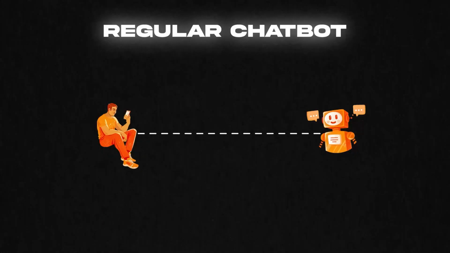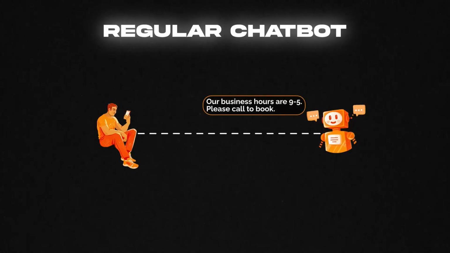They can't do anything. They just respond with some kind of pre-written answers, or nowadays it's a simple AI generated answer. But AI agents are different, right? Here's an example. If you ask a regular chatbot about booking an appointment, it might say, oh, our business hours are 9 to 5, please call to book. And that's it, they just give you some information back.